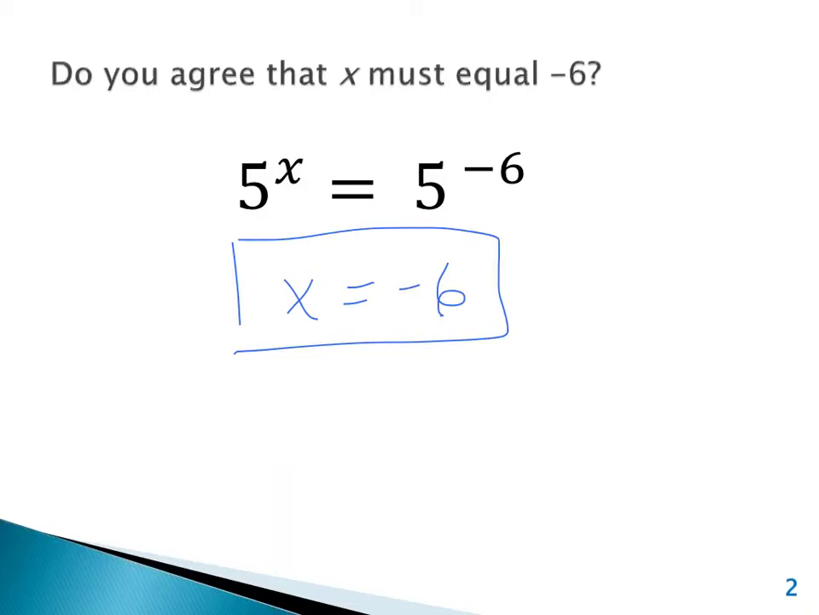We can check this by substituting back in here to the exponent. 5 to the -6 equals 5 to the -6. That's true. So that's our check. And we're done. So as you can see, equating exponents can be a very nice process.